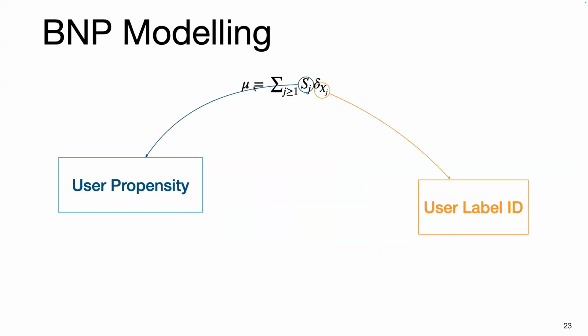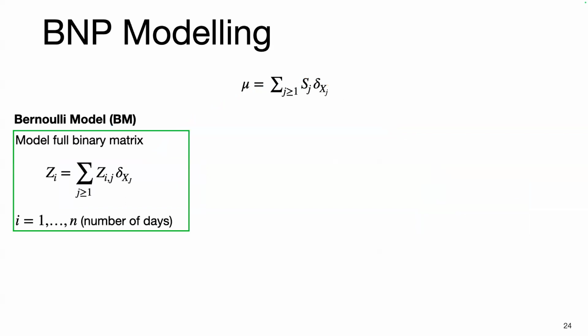And then our measure mu collects all the possible user labels and assigns to each user their propensity to engage, where this s_j, if it's closer to 1, means that a given user is likely to be active every day, while if it's closer to 0, then it's a user that is seldom active. Conditionally on mu, we can model the full binary matrix, in which case we refer to what we call a Bernoulli model. That is the typical generalization of the Indian buffet process, where the Z_i given mu are i.i.d. from a Bernoulli process with parameter mu.